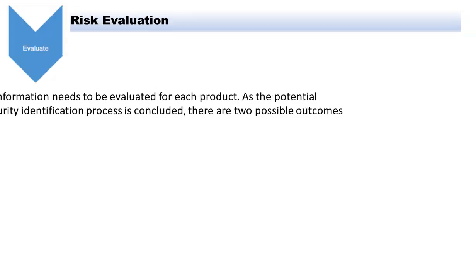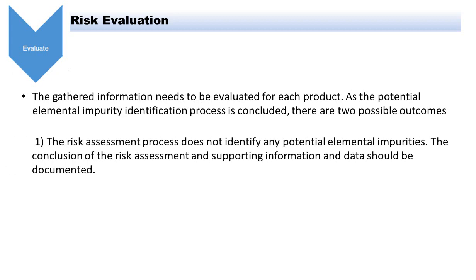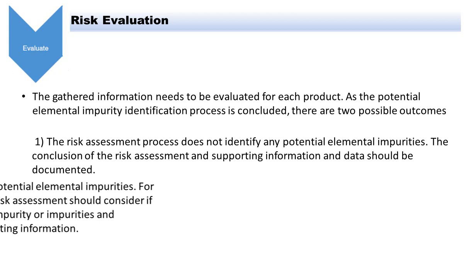The gathered information needs to be evaluated for each product. As the potential elemental impurity identification process is concluded, there are two possible outcomes. 1. The risk assessment process does not identify any potential elemental impurities. The conclusion of the risk assessment and supporting information and data should be documented.